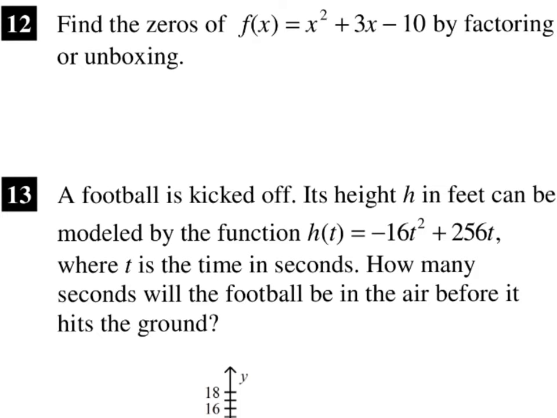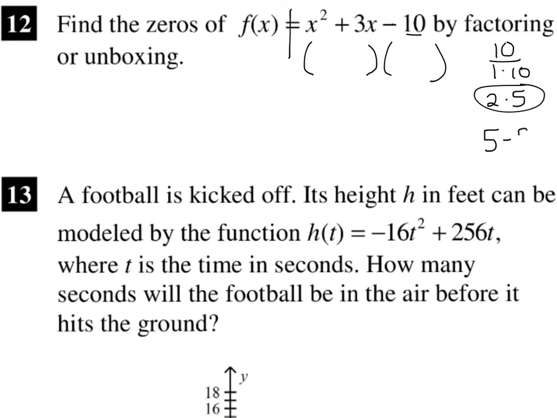We are going to factor this because that's what I recommend. Everything is on one side of the equal sign. So we are going to look for factors of 10 that subtract to give us 3. So 2 and 5 will do the trick. We need to have the 5 positive and the 2 negative, so that 5 minus 2 is positive 3. So I'll put a plus 5 and a minus 2 inside the parentheses.